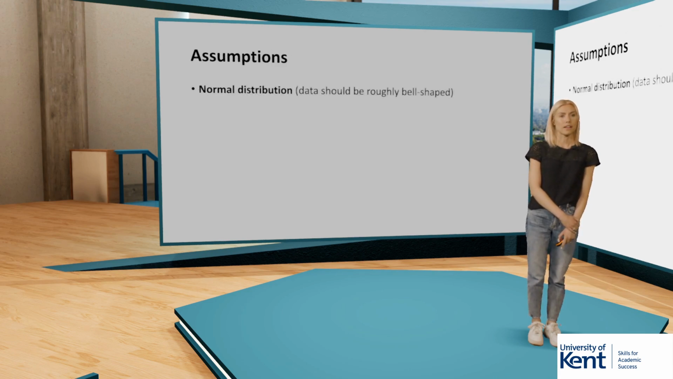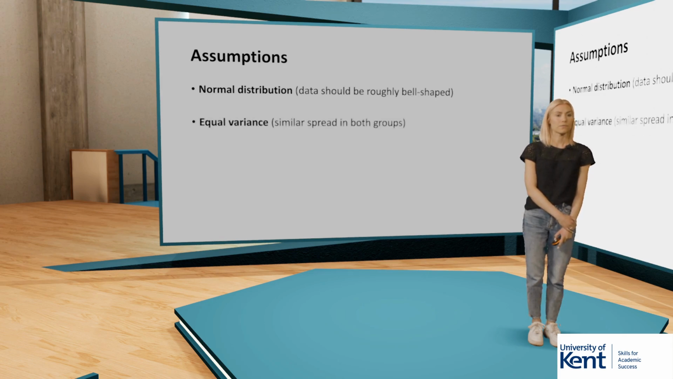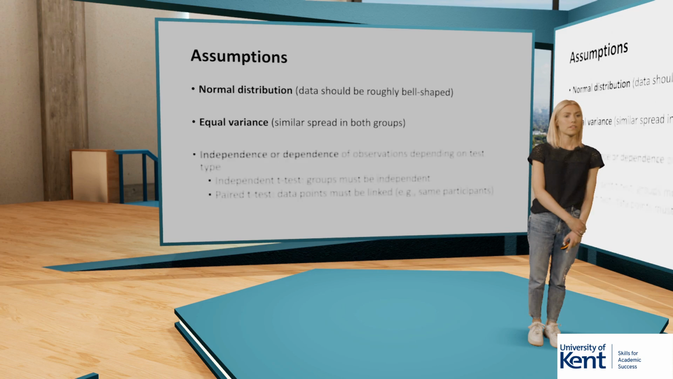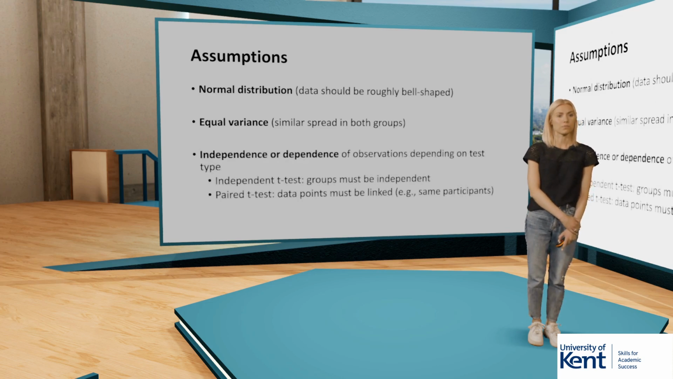For a t-test to be valid, some assumptions must be met. The data should be approximately normally distributed. The variances of the group should be similar. And depending on the test type, your observations should be either independent or related.